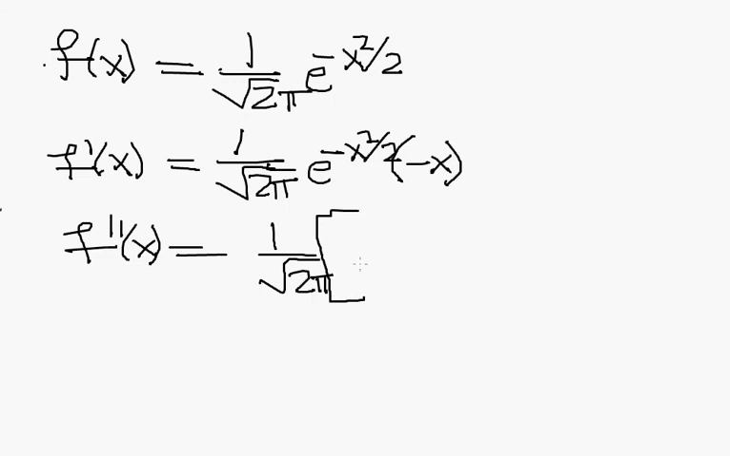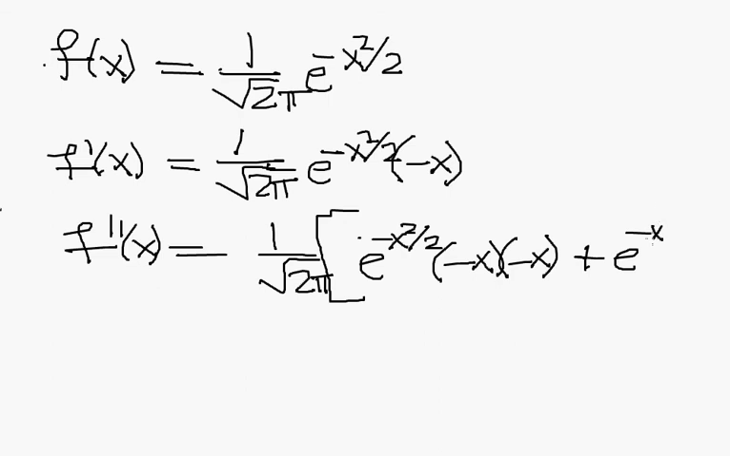I have the derivative of the first. So there's the derivative of the first. The derivative of this piece times the second. So that's the extra negative x there. Plus the first, times the derivative of the second.